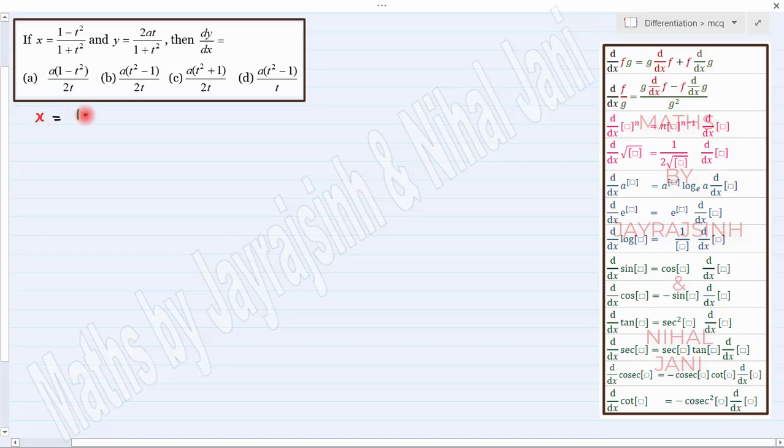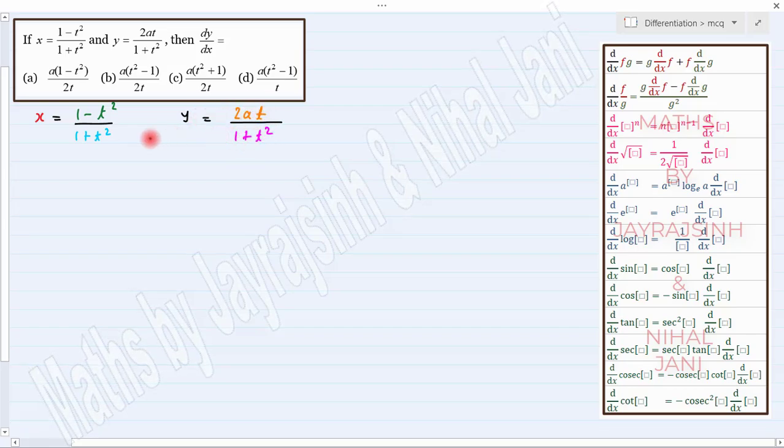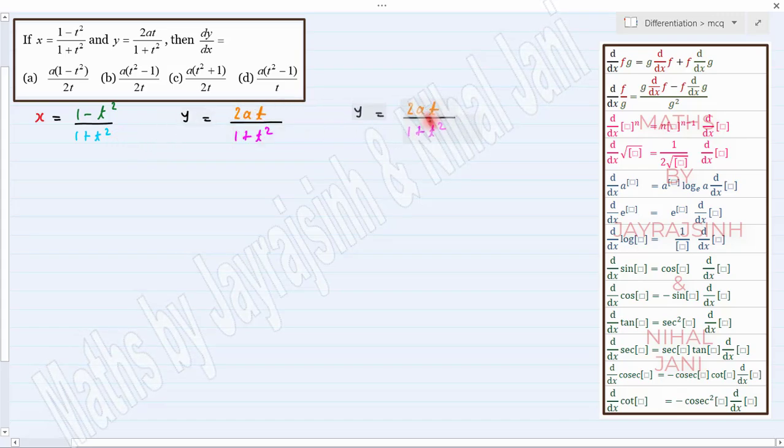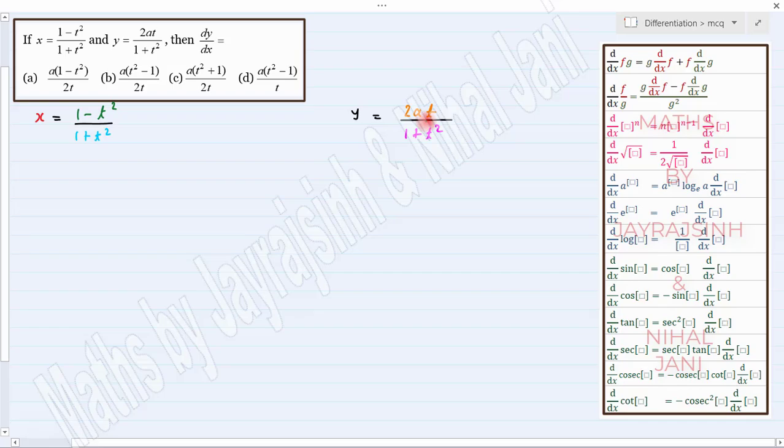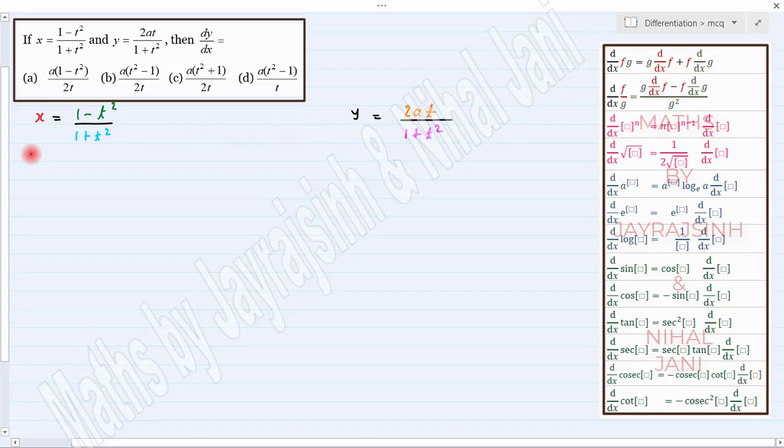If x is equal to (1 minus t square) upon (1 plus t square) and y is equal to 2at upon (1 plus t square), then we have to find out dy by dx. For that, we have to differentiate both equations with respect to t.